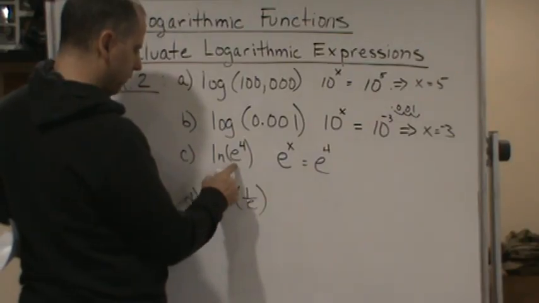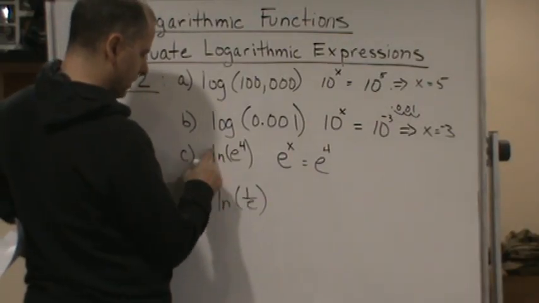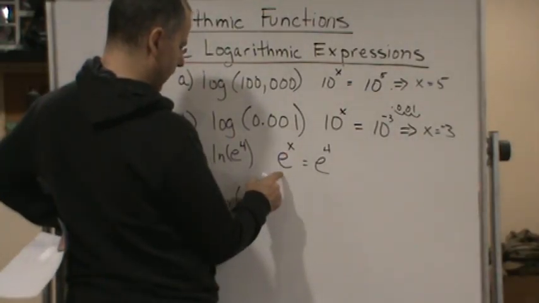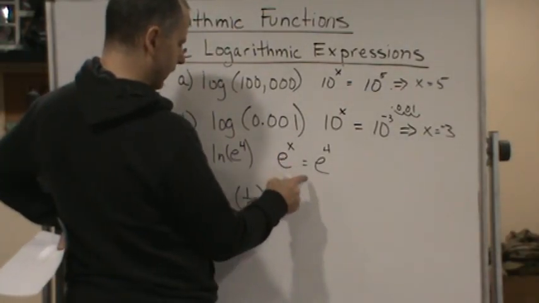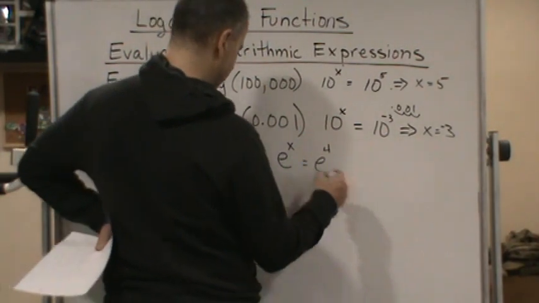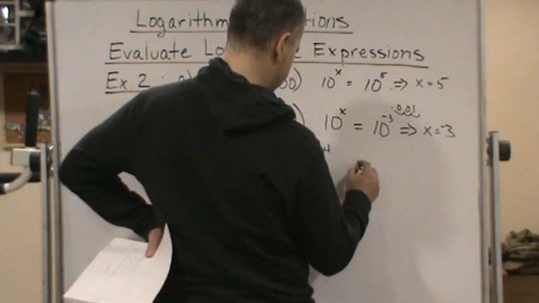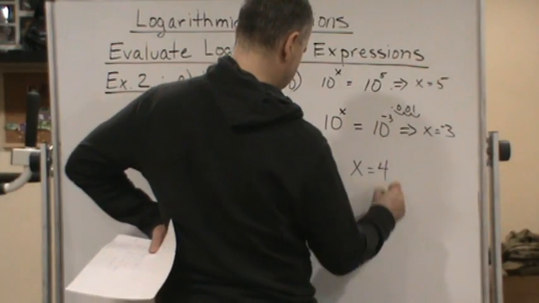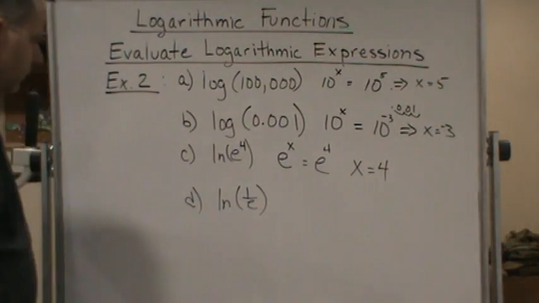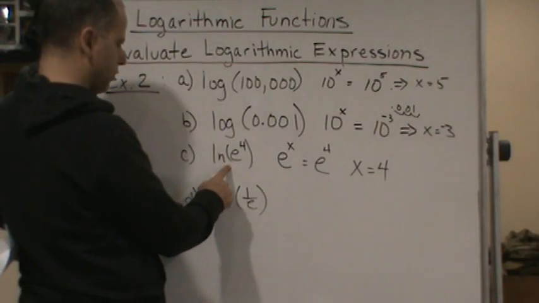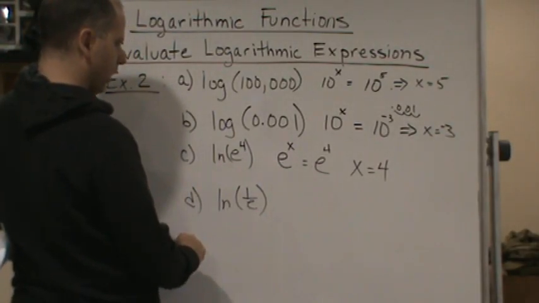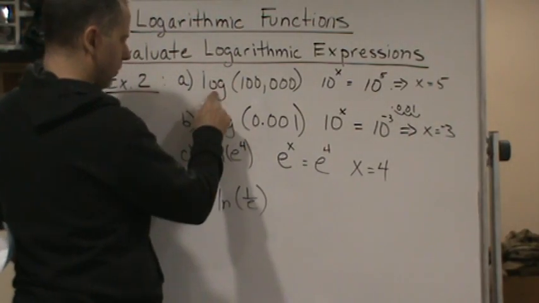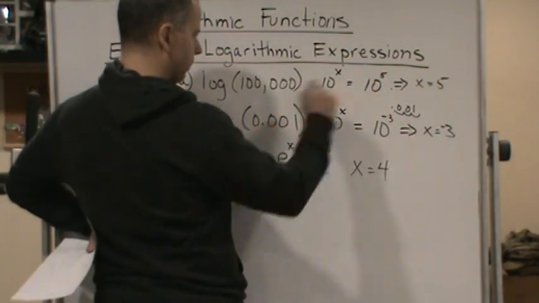So the natural log of e to the 4th. Since this is base e, I can write it as an exponential e to the x, and answer, what exponent of e will give me this? Well, then it's easy because the equivalence property will tell us x equals 4. So this natural log is equal to 4, just like this common log of this number is equal to -3, and the log of 100,000 is equal to 5.